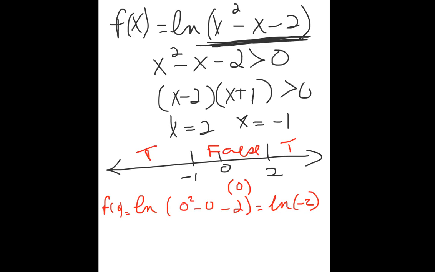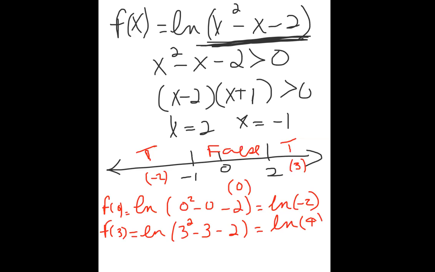Now, let's say you're not sure which region is still true. Which region contains all the x values that will make the problem true? Try something else, guys. Plug in something else. I'm going to plug in 3. I'm going to plug in a -2 over here. If I do f of 3, I get natural log of 3 squared minus 3 minus 2. Now, 3 squared is 9. 9 minus 3 is 6. 6 minus 2 is 4. Look at that. I can take the natural log of 4. So yes, this checks out.